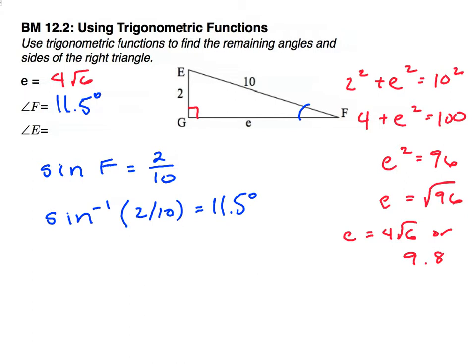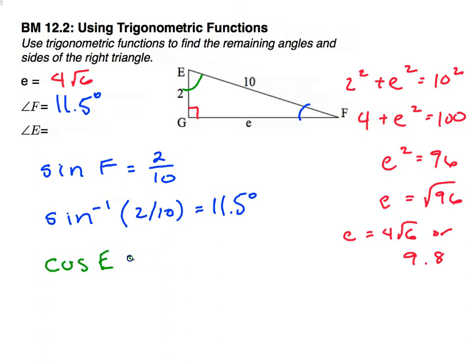Now, in order to find angle E, I have several options. Now that I have angle F and G, and all three angles have to add up to 180, I can subtract the two of those from 180 and get my answer that way. Or I could use another inverse function. This time with angle E, 2 is the side that I have, which is adjacent, 10 is the hypotenuse, and the function that uses adjacent and hypotenuse is cosine.